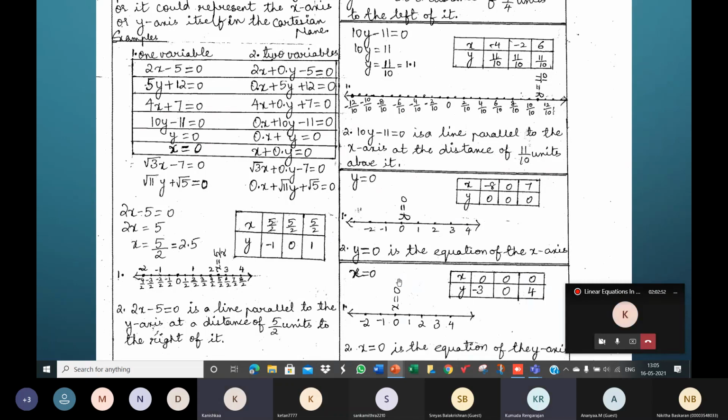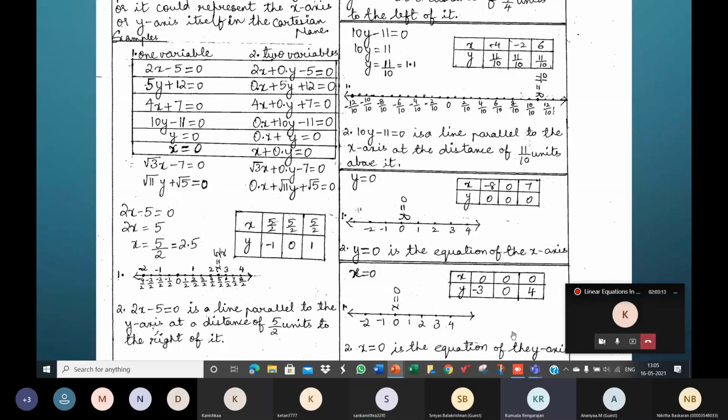And let me just finish this also. So x is equal to 0. When you treat it as an equation in two variables like this, it means x will always be 0. x is always 0 for any value of y. You give different values for y and check, x will always be 0.